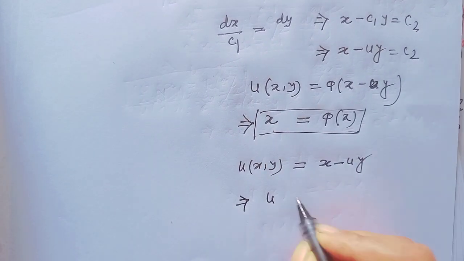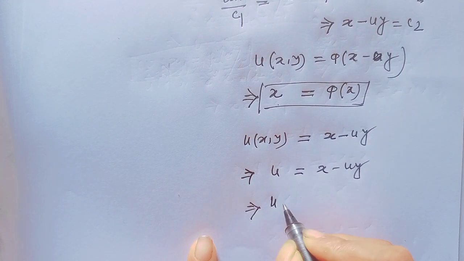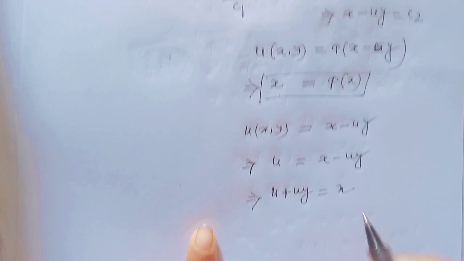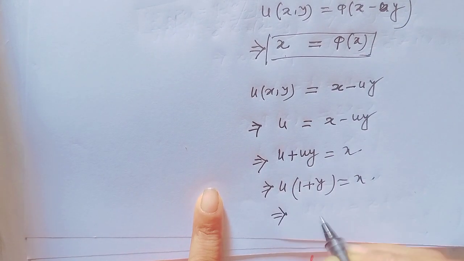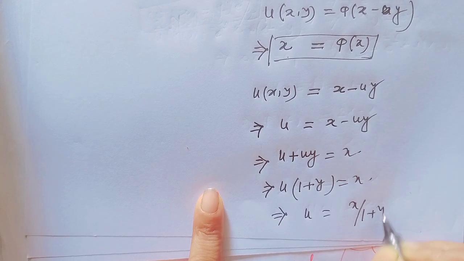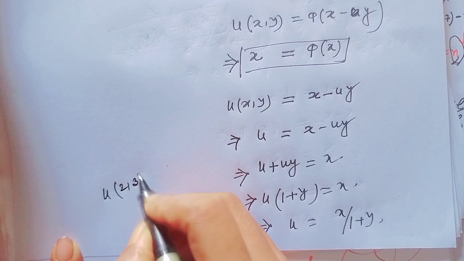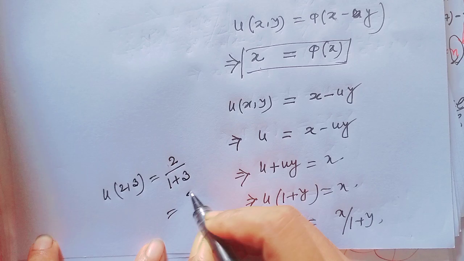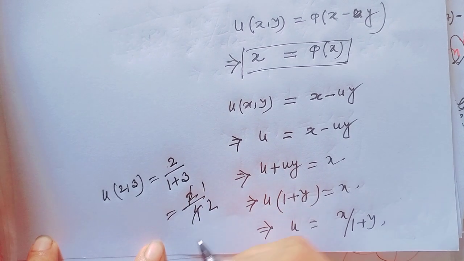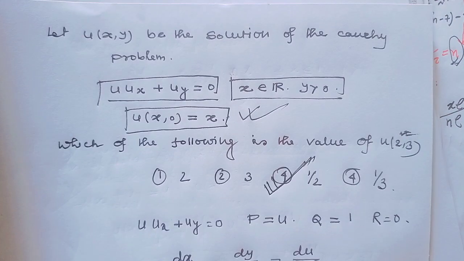That means u equal to x minus u y, and we have to find the value of u. u plus u y equal to x, just take u common: u times 1 plus y equal to x. That means u equal to x over 1 plus y. Here we have to find u(2,3), so this value would be 2 over 1 plus 3, that means 2 over 4, that means 1 over 2. So the value of u(2,3) is 1 over 2. That means option 4 is the right option.